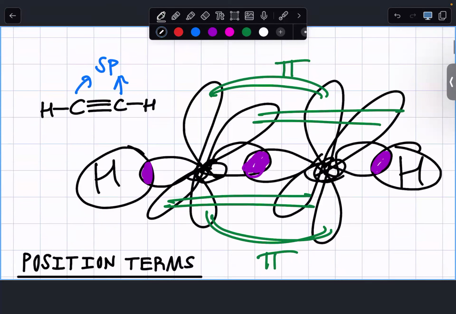And also another thing is that the stronger the bond is between 2 atoms, the shorter it is, because the electrons are closer to the nucleus.